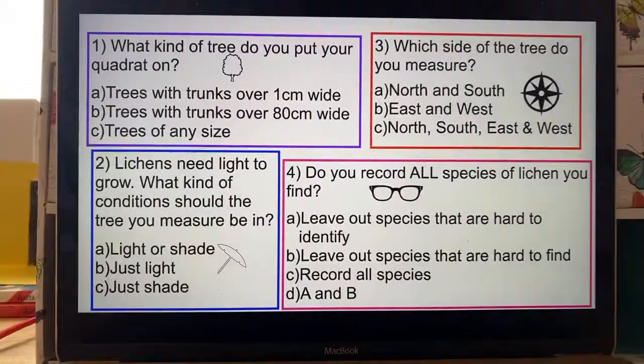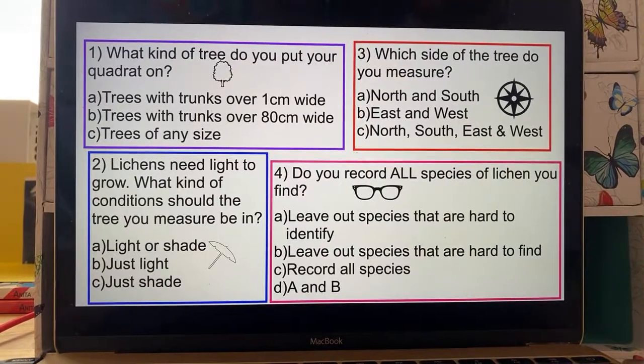So bear this in mind as you're answering these questions. You want to come up with a result that you can compare with other scientists around the world. So, first of all, if you want to get a good lichen diversity number, what kind of tree do you put your teeny tiny little quadrat on?